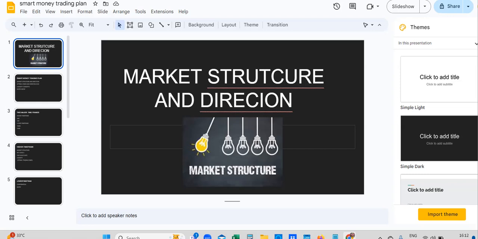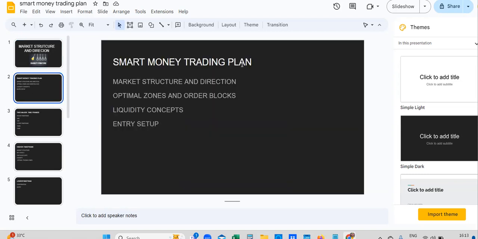Building on that smart money concept, we have to build a smart trading plan. So we need to do that. The first step in the smart money trading plan is to identify the market structure. Again, I'm talking about the market structure and direction. So the smart money trading plan involves market structure and direction, optimal zones, order blocks, liquidity concepts, and entry setup. We need to have all these things.